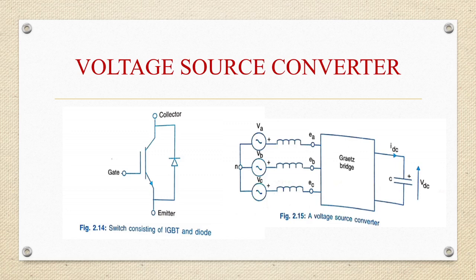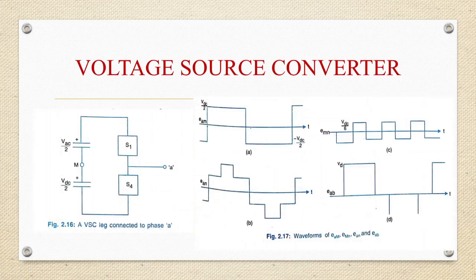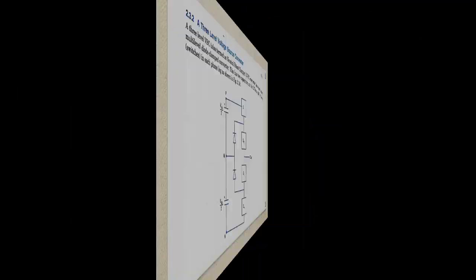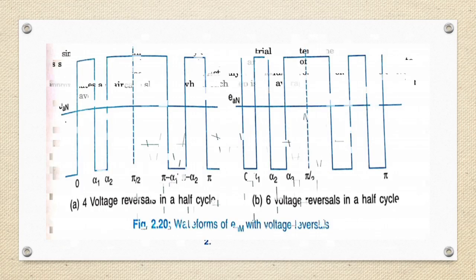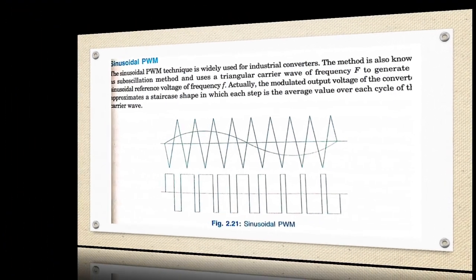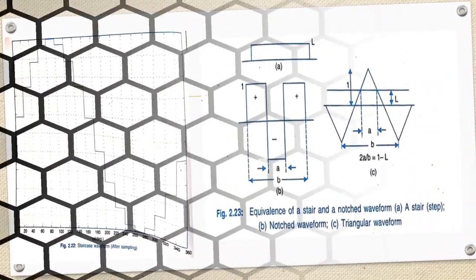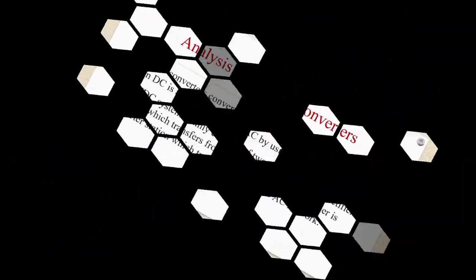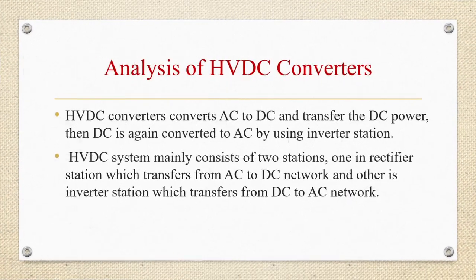So last class we have seen analysis using only line commutated converter. Today's class we have seen about voltage source converter station. After this analysis, we have seen pulse width modulation, a very important technique students. So we have to know what is pulse width modulation. Then we have analyzed the HVDC converters.